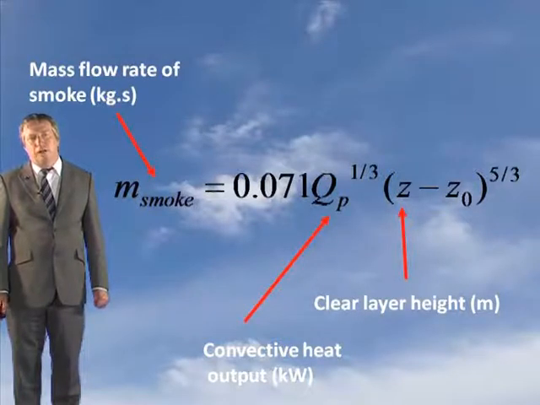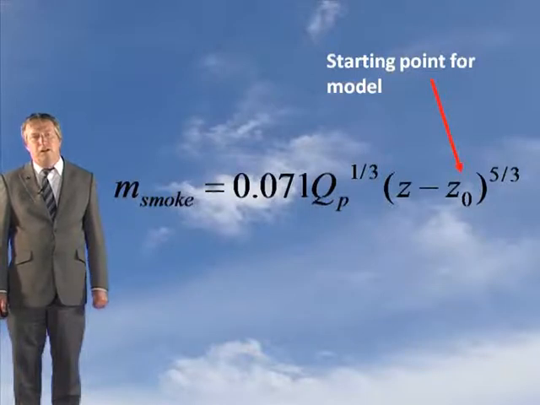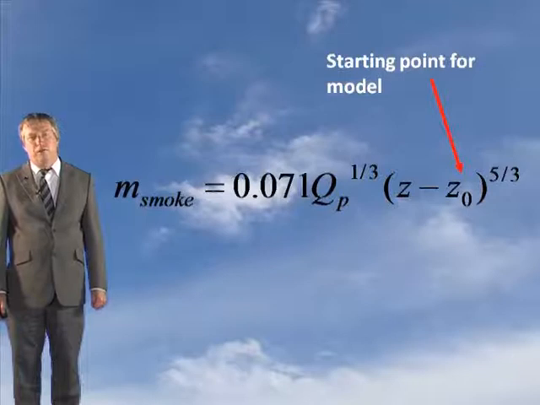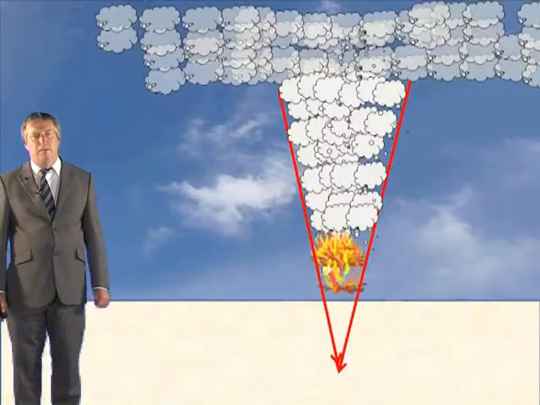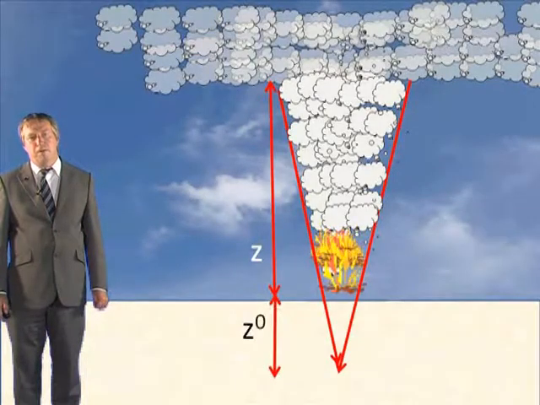This formula also has the new variable Z0. This is a figure that is used to give a starting point for the model. It is the height of a virtual source fire above or below the actual fire base. If you look at this diagram, you can see Z0 represented relative to the fire. The cone that spreads upwards from the height Z0 represents the model's outputs for mass flow rate of smoke.